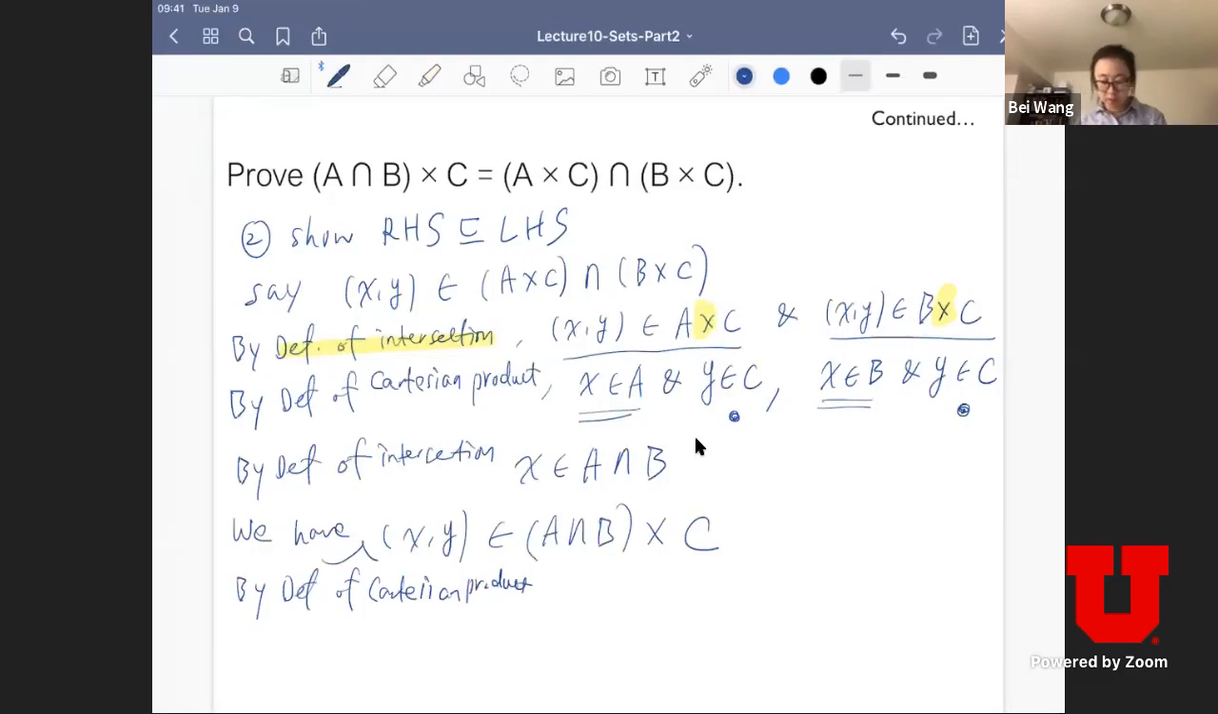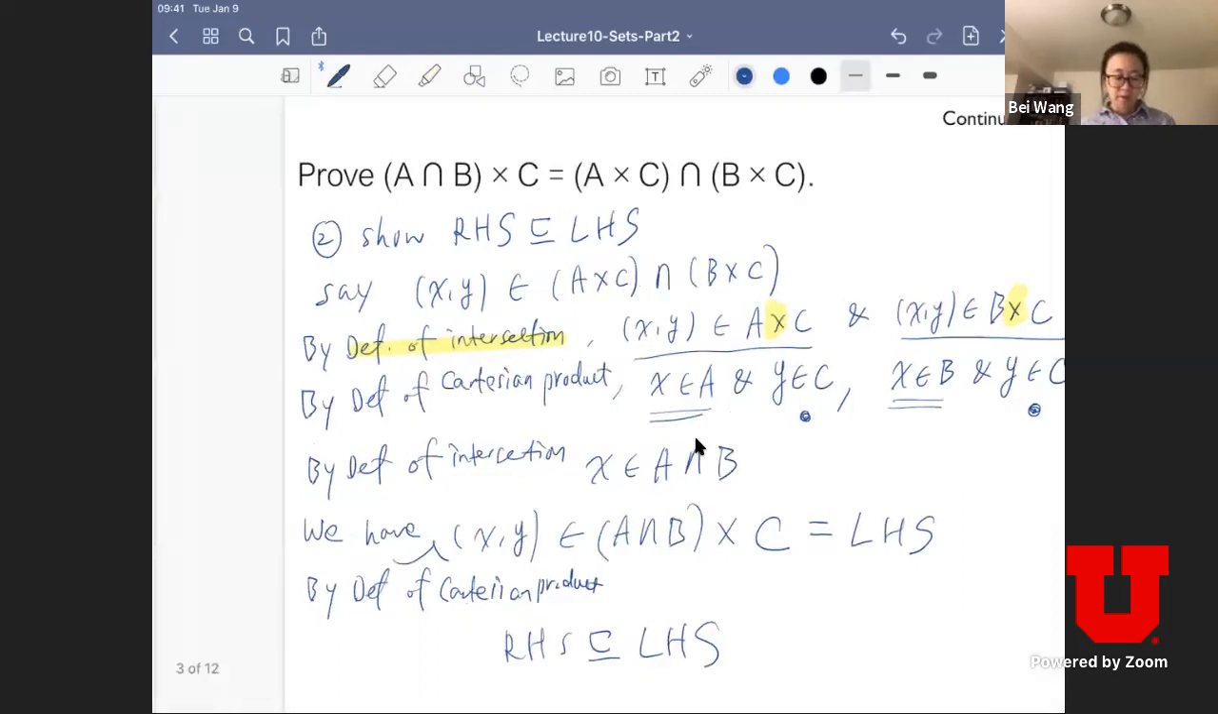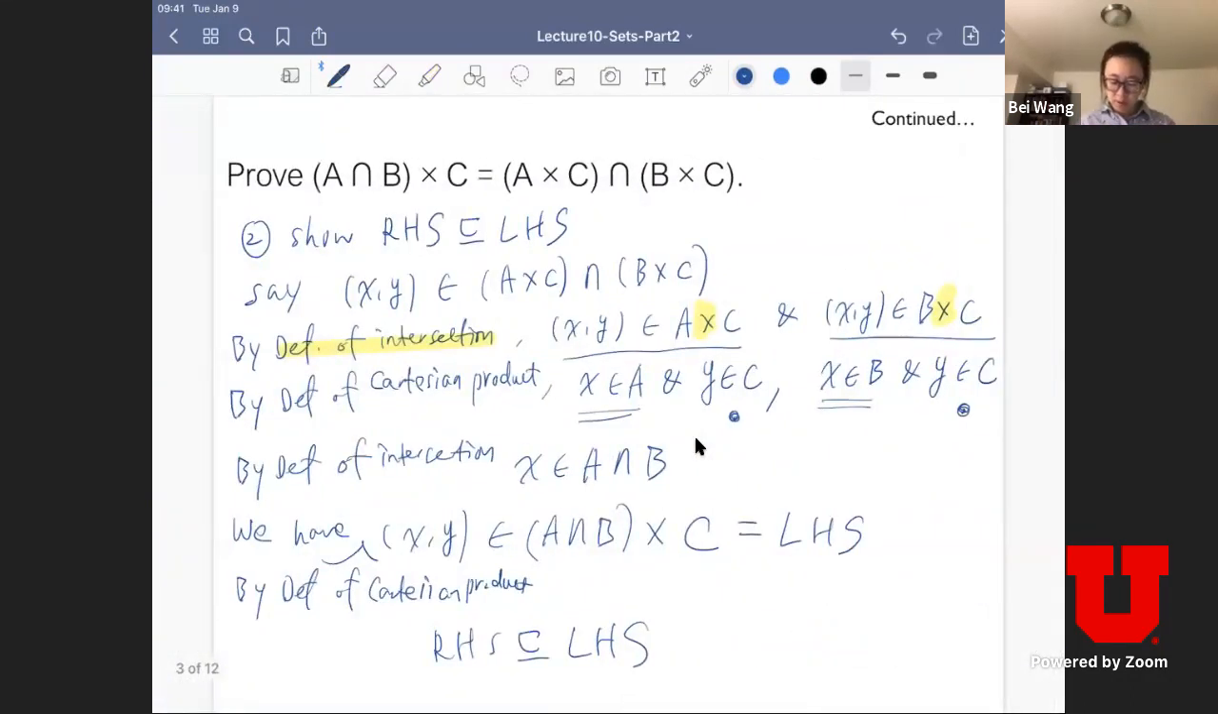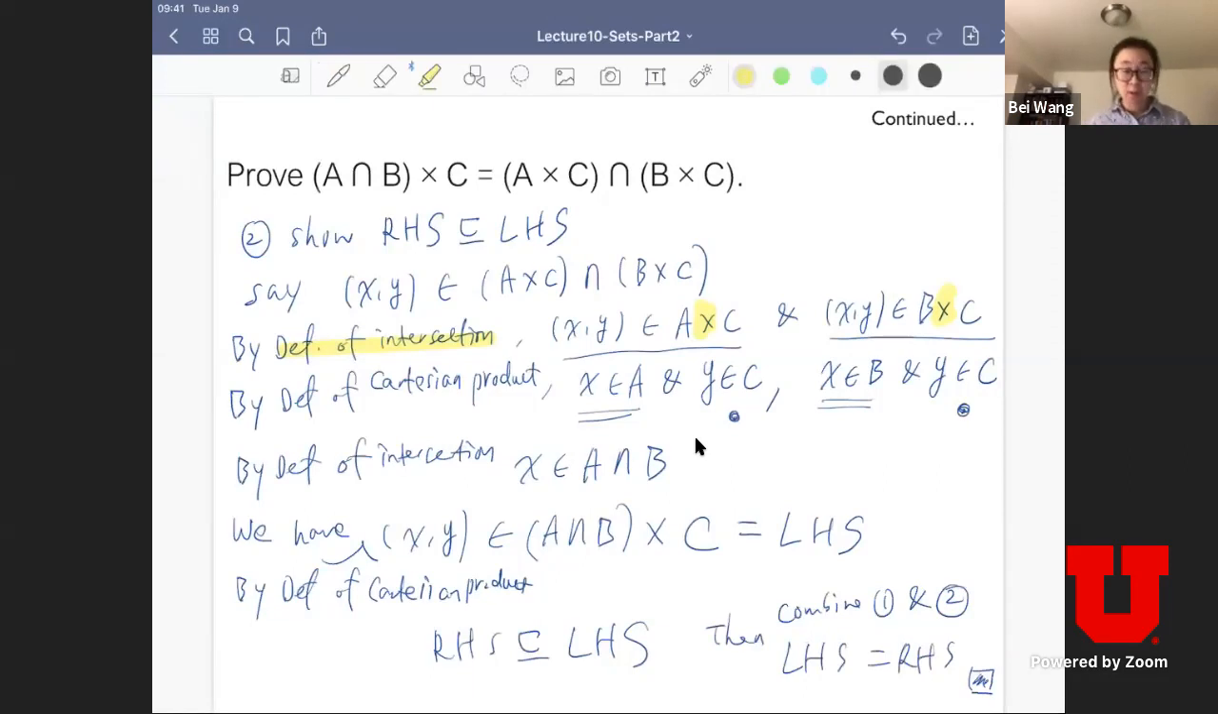All right, so this is equal to the left-hand side. So what we just showed is the right-hand side is a subset of the left-hand side. And then combined with part one, the left-hand side is a subset of the right-hand side. Combining 1 and 2, we have the left-hand side is equal to the right-hand side. That is the end of the proof. All right. So at the core of the proof is using the definition of intersection and the definition of Cartesian product of sets.